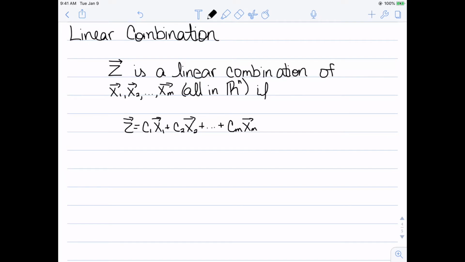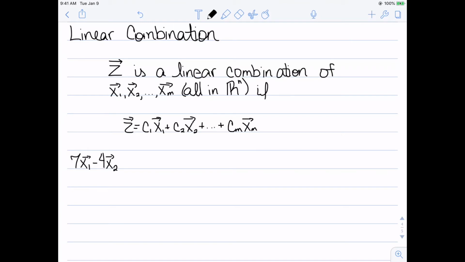So now what if we want to combine these? We want to use scalar multiplication and addition. We have some vectors, we scale them, and then we add them. Well, this is the idea of a linear combination. So we say z is a linear combination of vectors x1, x2, all the way up to xm, which are all in Rn, if z can be written as c1 x1 plus c2 x2 plus cm xm. The idea being we're going to have a set of vectors, we scale them, and then we add them together. This would be a linear combination.